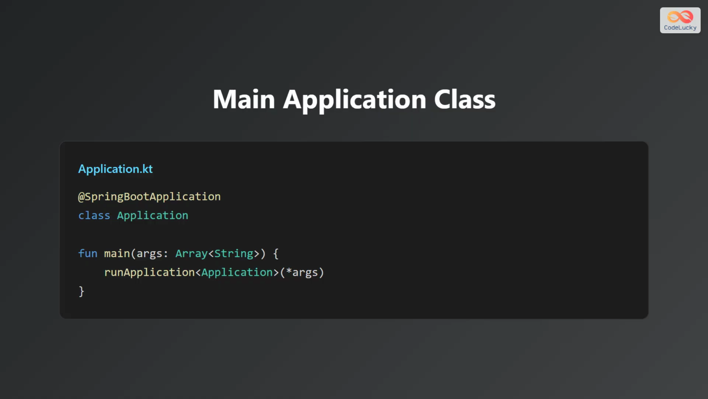Inside this function, we call runApplication with the Application class as a type parameter and pass the command line arguments using the asterisk operator, which spreads the array. This single function starts the entire Spring Boot application with an embedded web server.